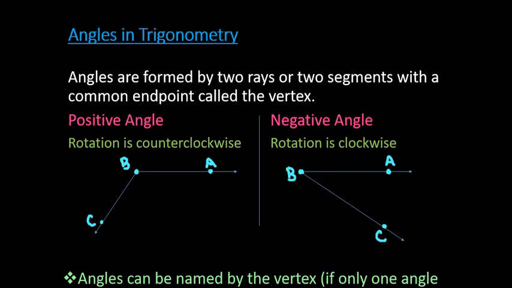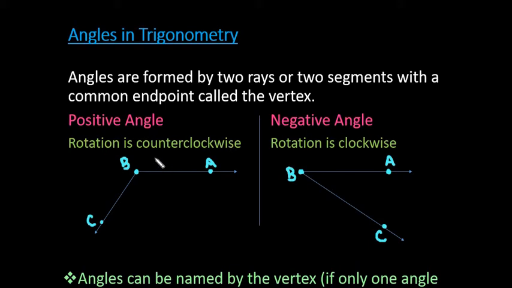Hi, for this video what I want to do is talk to you about angles in trigonometry. Angles are formed by two rays or segments with a common endpoint called the vertex. And in trigonometry you can have what are called positive angles or you could have negative angles. The difference is the way that they open.